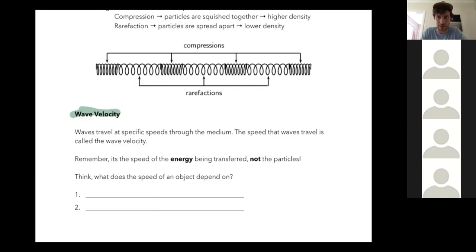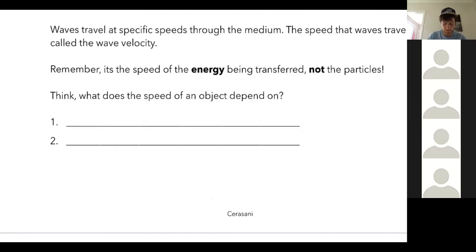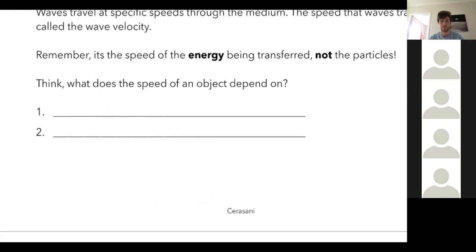So if we go back to our kinematics unit, and we're just thinking about the speed of an object, someone toss in the chat, what does the speed of an object depend on? If we're going to calculate the speed, what does it depend on? They're all probably asleep. That's fine. Distance and time. Yay! Right? Distance and time. Fantastic. Okay.